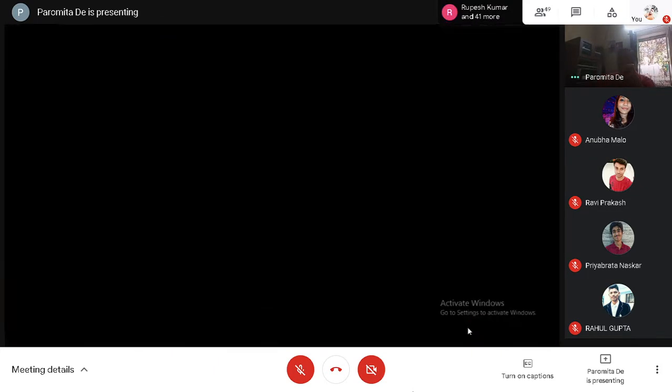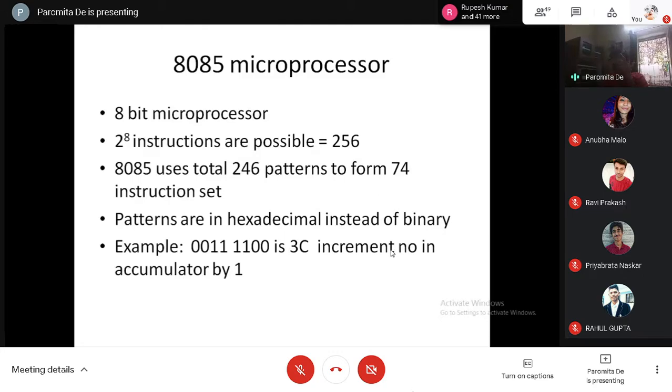Now we will go to the 8085 microprocessor. Let us see a little bit of the 8085 microprocessor. As we know, the 8085 is an 8-bit microprocessor. That means the word size of the microprocessor is 8, so at one time it can simultaneously process an 8-bit word. How many instructions are possible with this microprocessor? Because it is an 8-bit word size, 2 to the power 8, that is 256 instructions are possible.